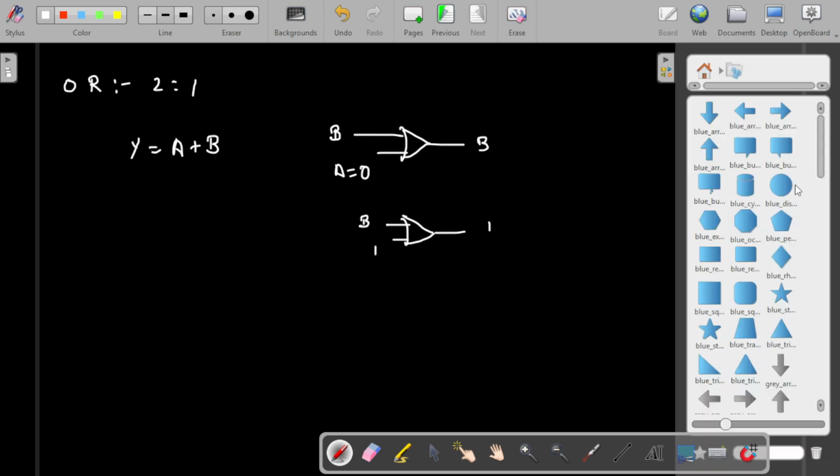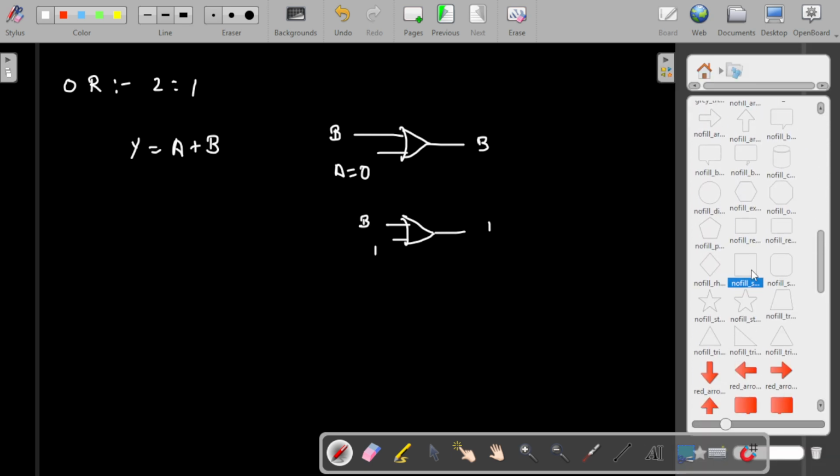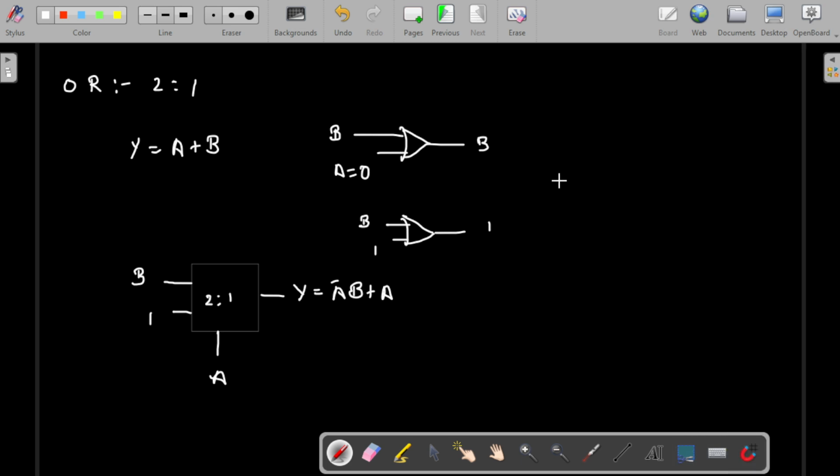So let's take a MUX. This is a 2:1 MUX. There is one selection line, which is A. Now here the input is B and here the input is 1. If we choose it, then this is equal to Y. So Y can be written as A bar B plus A, right? This is the logic that is coming here. So A bar B plus A into 1.